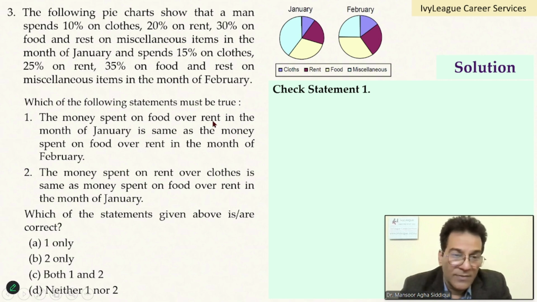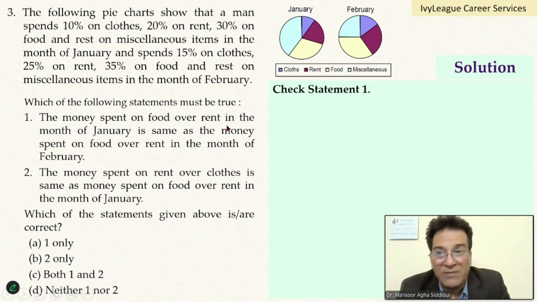Fraction, where food is the numerator and rent is the denominator. This can be one meaning of this initial part of the sentence, and that will be a mistake. When the question says money spent on food over rent, it basically means a difference in the amount of money spent upon food and the money spent upon rent. So we don't have to divide it. We'll have to subtract it.